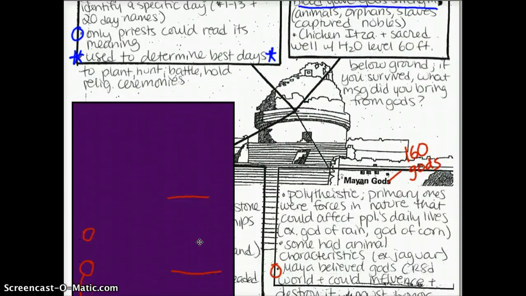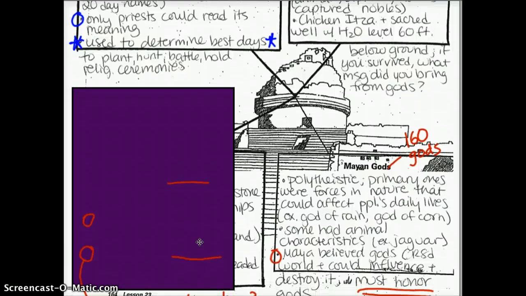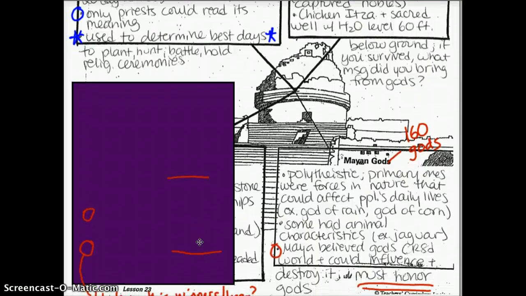Back to the right, we have Mayan gods, and there were 160 of them. They were polytheistic. They had to do with nature, and I gave you some examples there. They might have animal characteristics. And then the last fact is important; you want to make sure that's in your notes. What they believed about the gods: they created the world and could influence and destroy it. You had to honor the gods so that they didn't destroy the world. So that is an important fact to have in your notes.